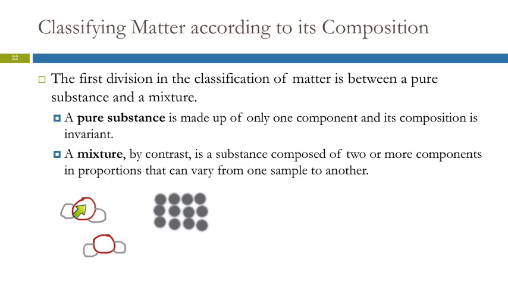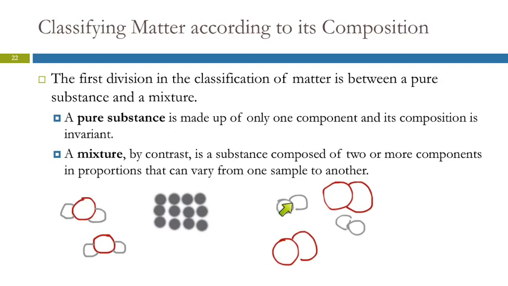So water is composed of two different elements, oxygen and hydrogen. You could have a mixture of hydrogen and oxygen. There's the hydrogen, and here's the oxygen. So here again we have hydrogen and oxygen, but now there's two different kinds of particles. That means it's a mixture.